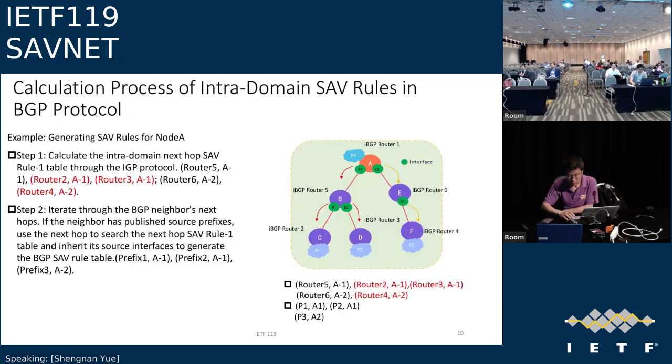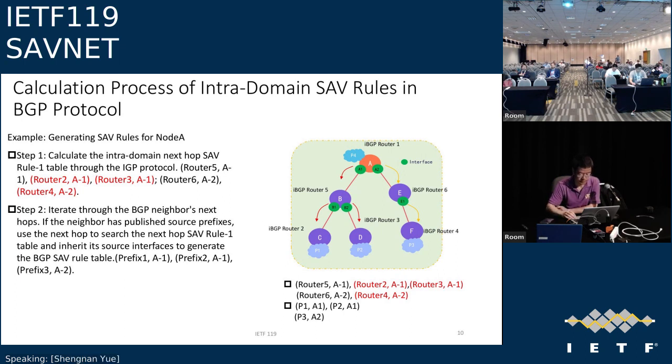Next slide. For example, generating SAV rules for node A. In step 1, we calculate the intra-domain next hop SAV rule table 1 through the IGP protocol. Then for A1, we can get router 5 A1, router 2 A1, and router 3 A1.